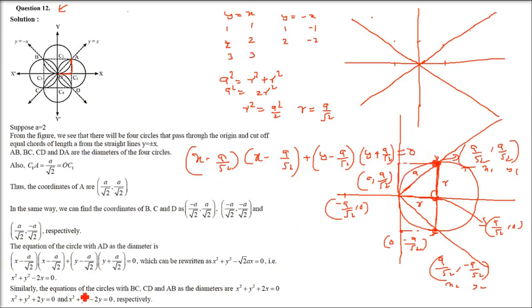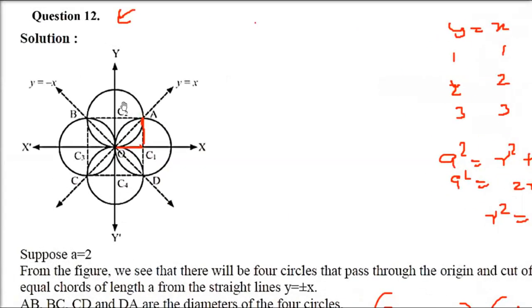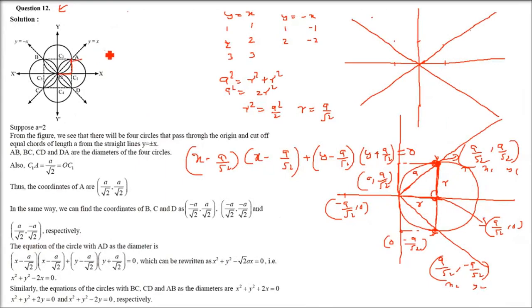Now what about other points? Because there are 3 more circles. This circle, what are the endpoints? These two are the endpoints. Let me tell you again. This we already found out, a by root 2 and a by root 2. This was a by root 2 and minus a by root 2. This point was x is plus a by root 2 and y is minus a by root 2.